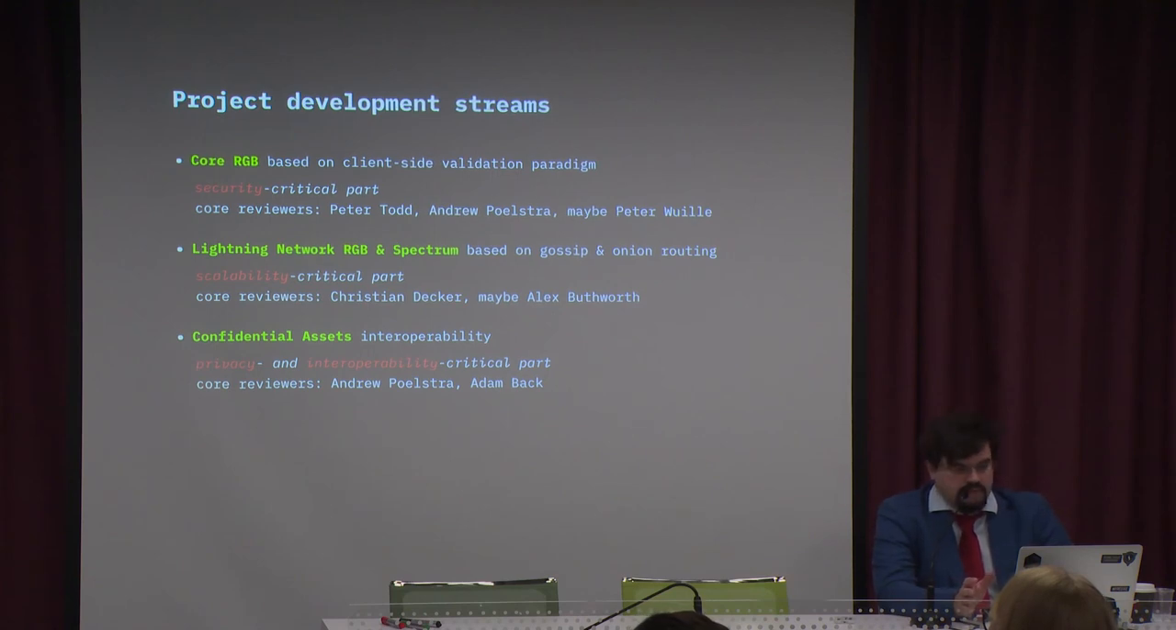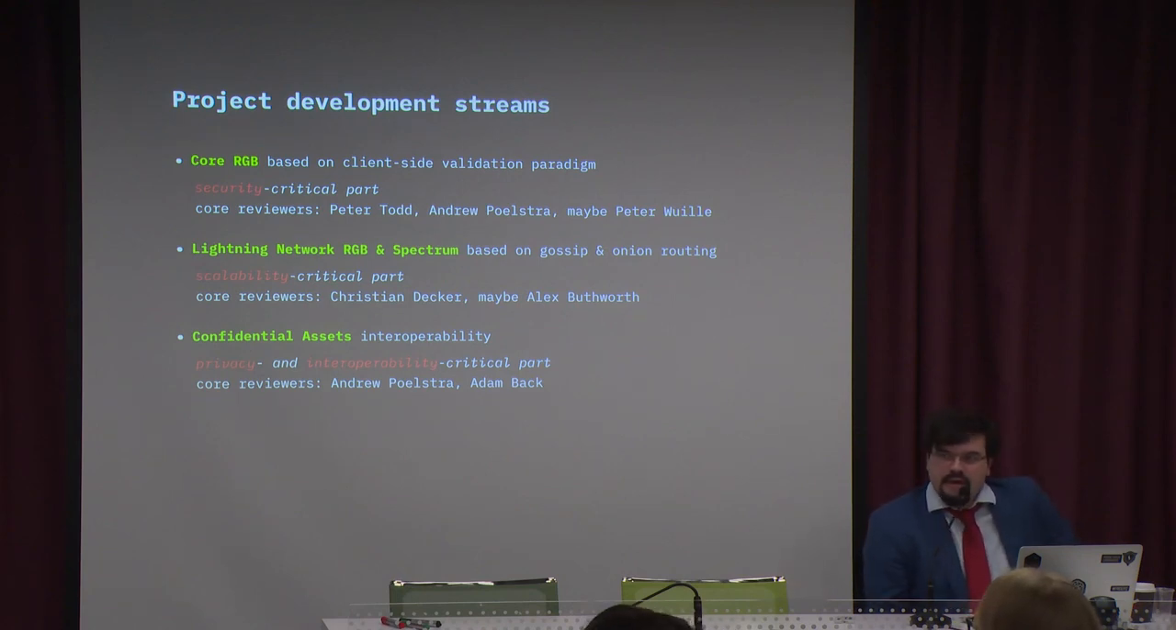The second stream is Lightning Network, RGB, and Spectrum. It is a scalability critical part, as we have already understood from all these days of discussions. Christian Decker made a first review of it, and we will invite him again to review the current version, and probably Rene will also join, since he already gave a lot of input, and maybe Alex Bosworth will also be part of that story. The third is confidential assets interoperability, or a joint standard with confidential assets. It is a privacy and interoperability critical part, and we need Andrew Poelstra and Adam Back. They have already given a number of inputs in this direction, so we hope for further collaboration.